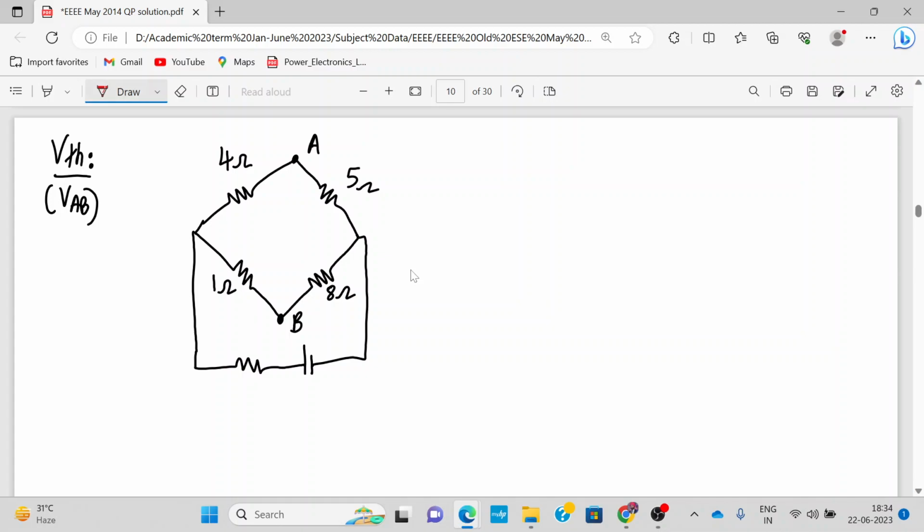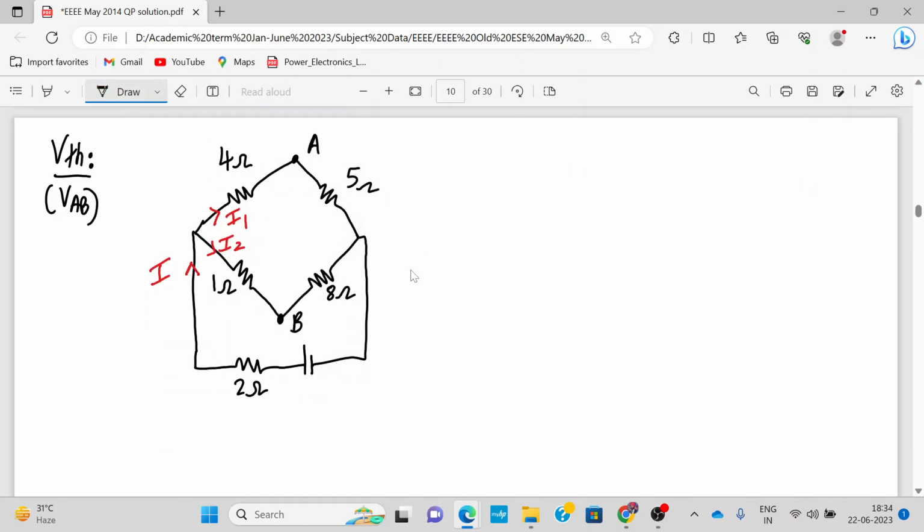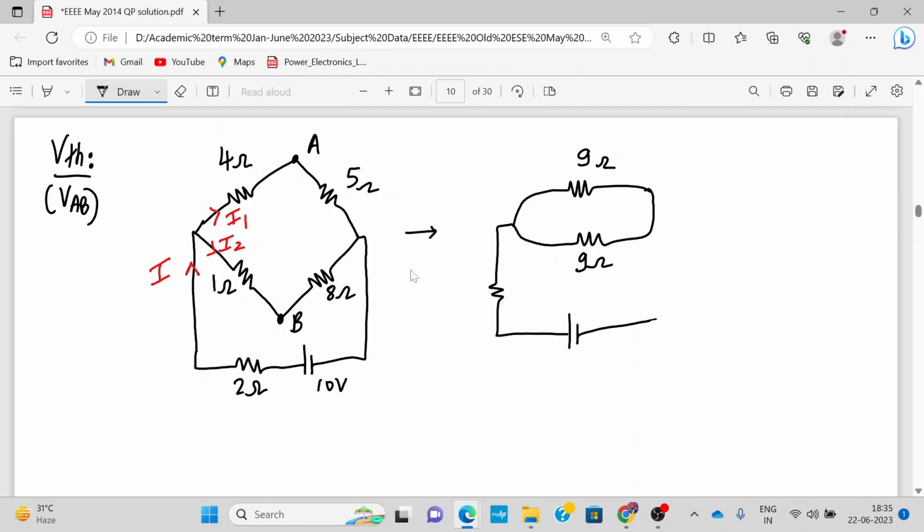There are several methods to do it. I'll tell you the shortest method. Let us call the current over here as I1. Let us call the current flowing over here as I2. And let us find this total current as I. Okay. Now listen what I'm saying. For the sake of conversion, 4 ohm and 5 ohm are in series. If I convert this, this is 9 ohm, this is also 9 ohm. Okay, and this is connected like this.